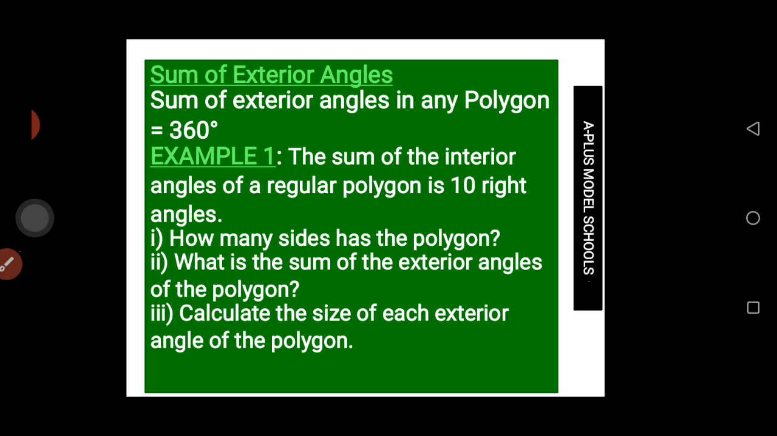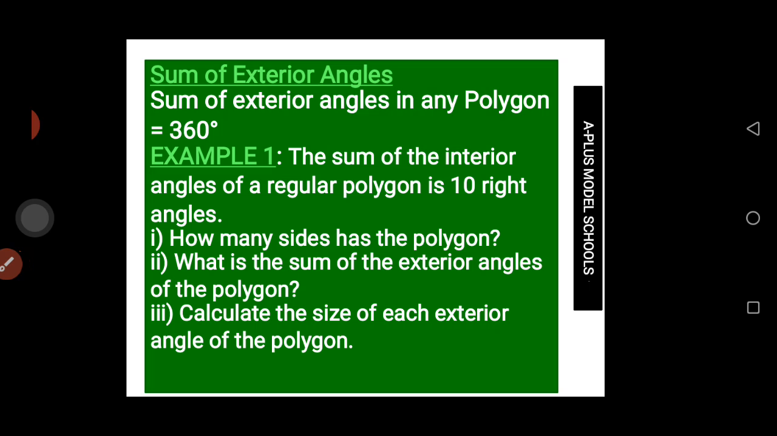So without wasting much of our time, let us look at example 1. The sum of the interior angles of a regular polygon is 10 right angles. You can see here we are given right angles. Now, 1, how many sides has the polygon? We are now looking for the number of sides. We want to know the shape. So it means here we are not given the number of sides nor the shape. And 2, what is the sum of the exterior angles of the polygon?